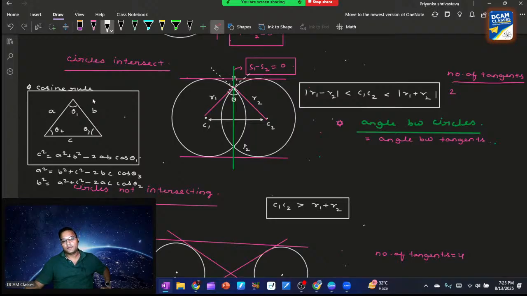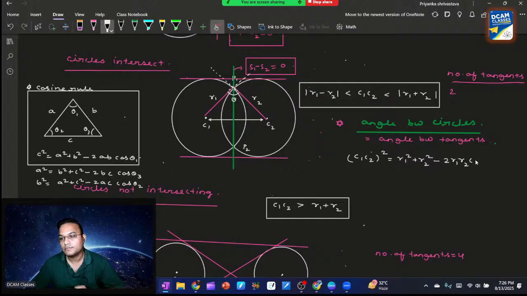Now this information we have to use here. When you use this information, you will write this formula: (C1 C2) whole square is equal to R1 square plus R2 square minus 2 R1 R2 cos theta.